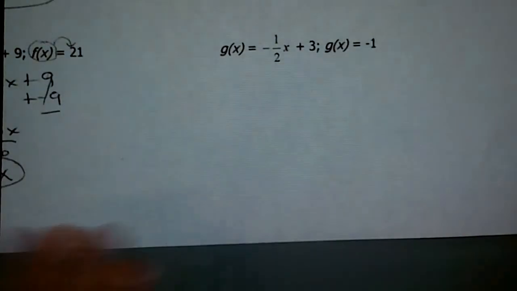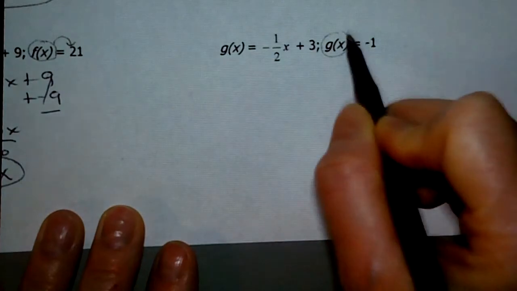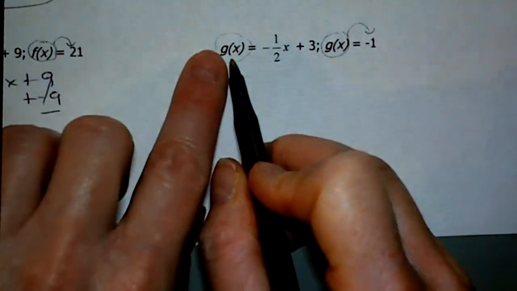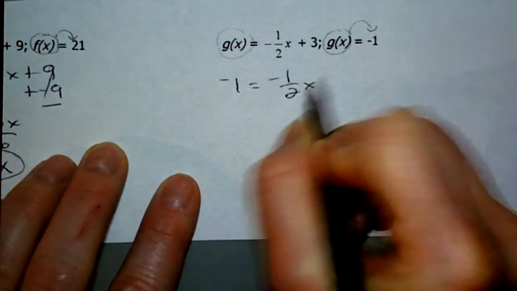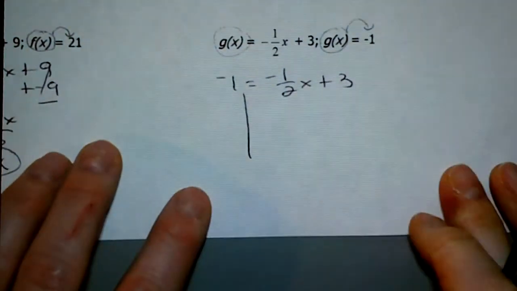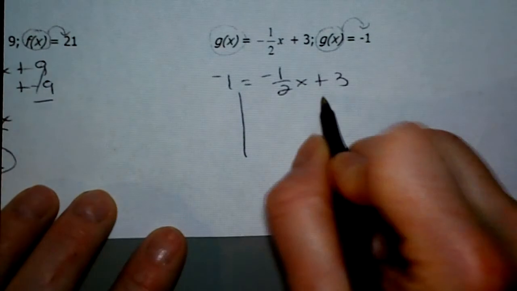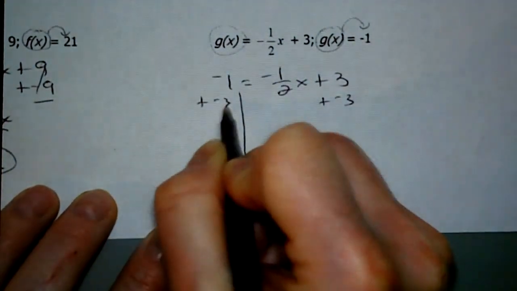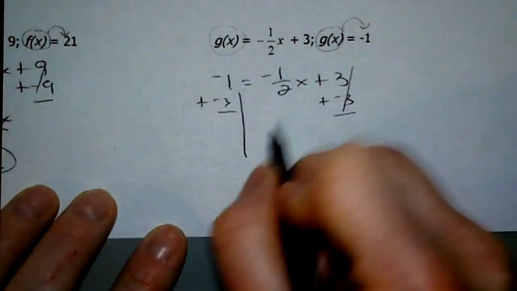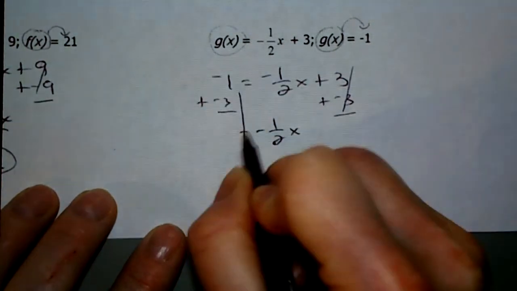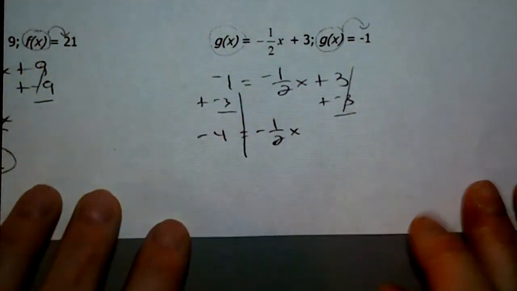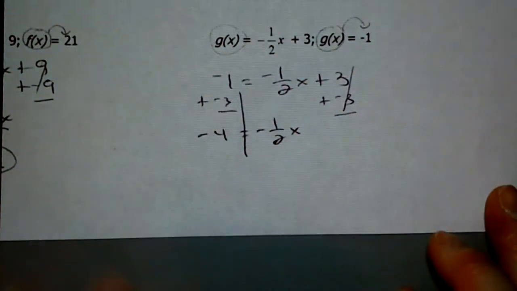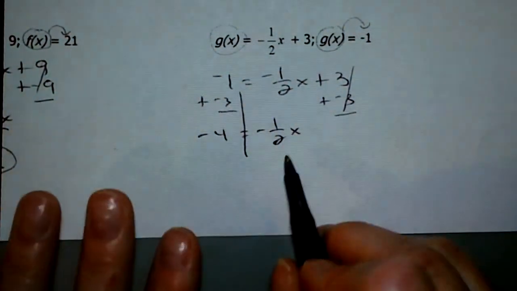Kind of. Okay. For this one, I'm saying g of x equals negative 1. That means this g of x gets replaced with negative 1. So negative 1 equals negative 1/2 x plus 3. It's just another little two-stepper. I'm going to get rid of this 3 by adding a negative 3. So I have negative 1/2 x left. A negative 1 plus a negative 3 is a negative 4. Okay, I want to get rid of a negative 1/2.